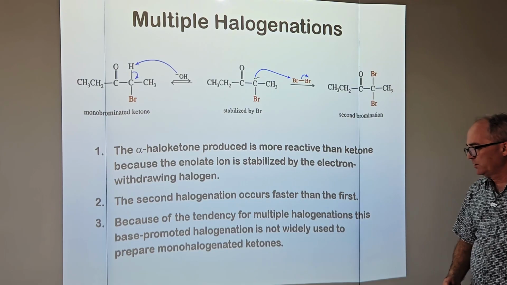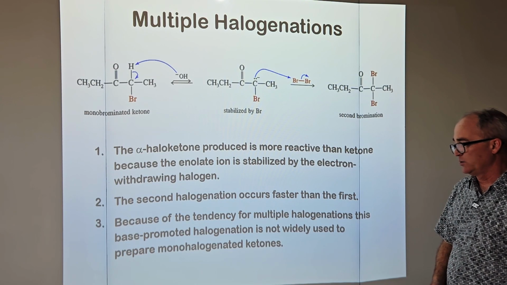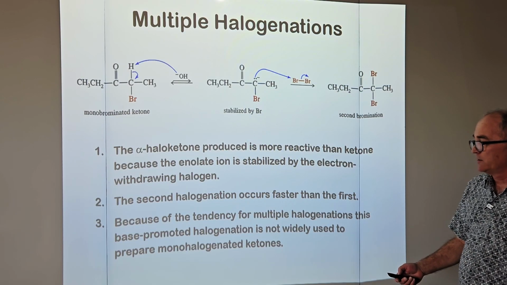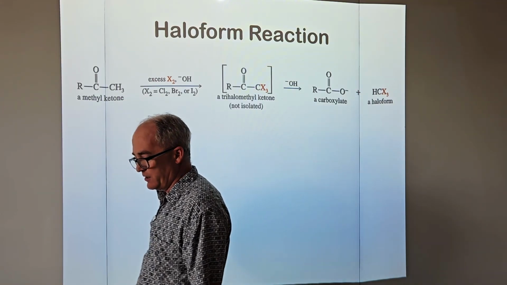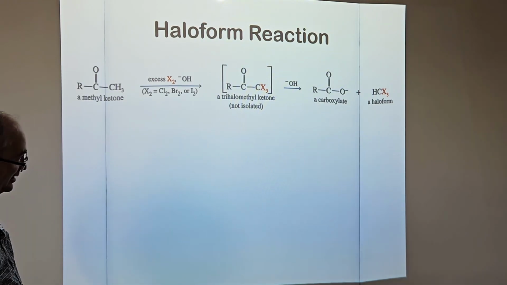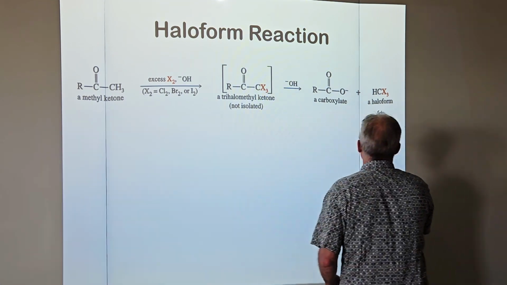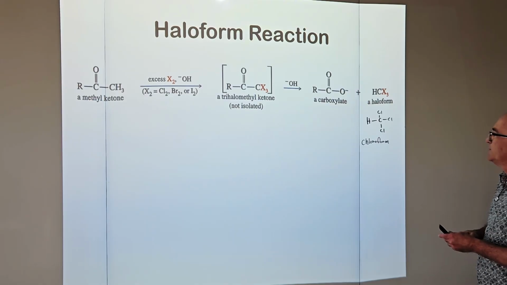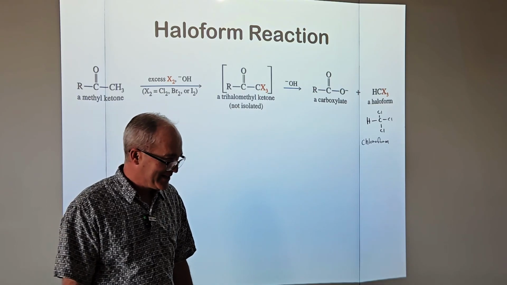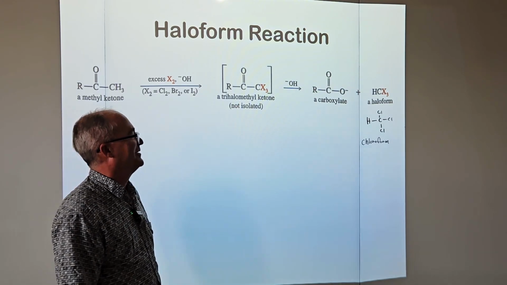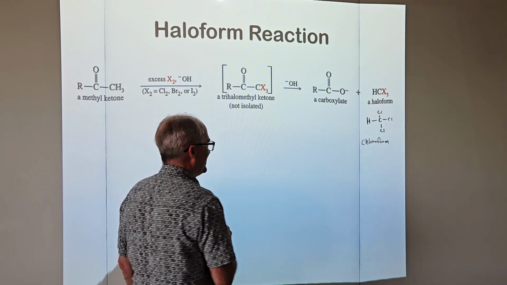Because of the tendency for multiple halogenations, this base promoted halogenation is not widely used to prepare monohalogenated ketones, but it is used in this famous reaction called the haloform reaction. Haloform. What's the common name of this chemical species here? Trichloromethane. Nobody calls it by that. One of the earliest anesthetics. When you practice anesthesia, what do you use? Ether, laughing gas, chloroform. They all serve the same purpose.